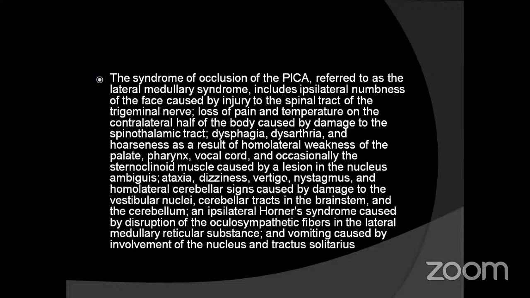Ataxia, dizziness, vertigo, nystagmus, and homolateral cerebellar signs, which are caused by damage to the vestibular nucleus, cerebellar tracts in the brainstem and the cerebellum, and ipsilateral Horner syndrome caused by disruption of the oculosympathetic fibers in the lateral medullary reticular substance. And vomiting, which is caused by involvement of the nucleus and tractus solitarius.